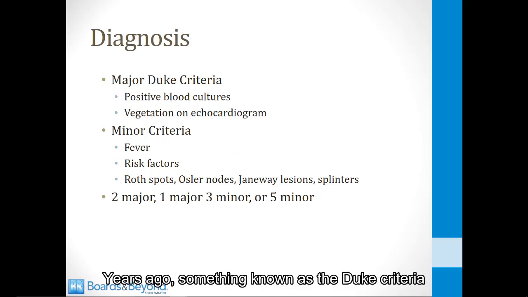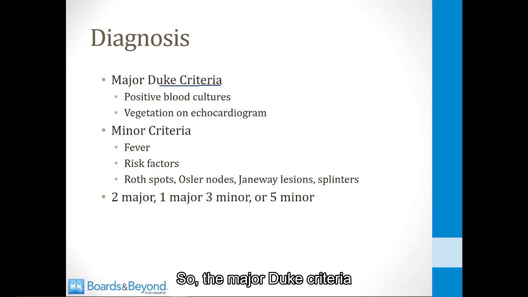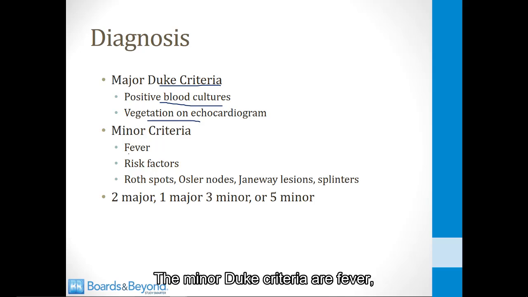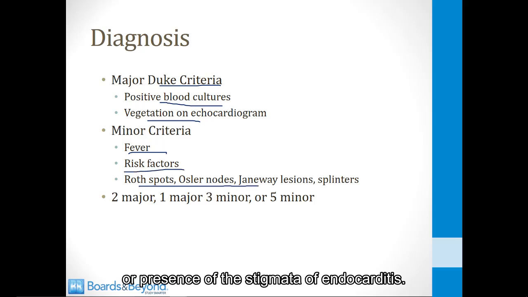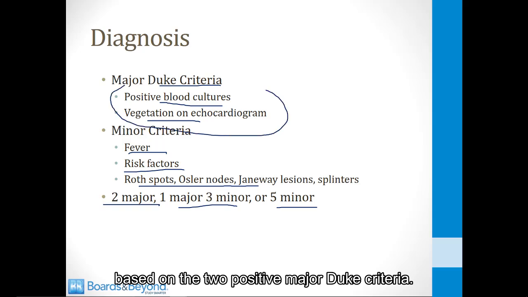Years ago, something known as the Duke criteria were developed for diagnosis of endocarditis, and this is something you're often asked about on rounds as a medical student. So the major Duke criteria are the presence of positive blood cultures, meaning blood cultures that grow bacteria, or a vegetation that's seen on echocardiogram like the one we saw a few slides ago. The minor Duke criteria are fever, presence of risk factors for endocarditis, or presence of the stigmata of endocarditis. So to make a diagnosis of endocarditis using the Duke criteria, you need to have either 2 major criteria, 1 major and 3 minor, or 5 minor. And in actual clinical practice, usually we make the diagnosis of endocarditis based on the 2 positive major Duke criteria.